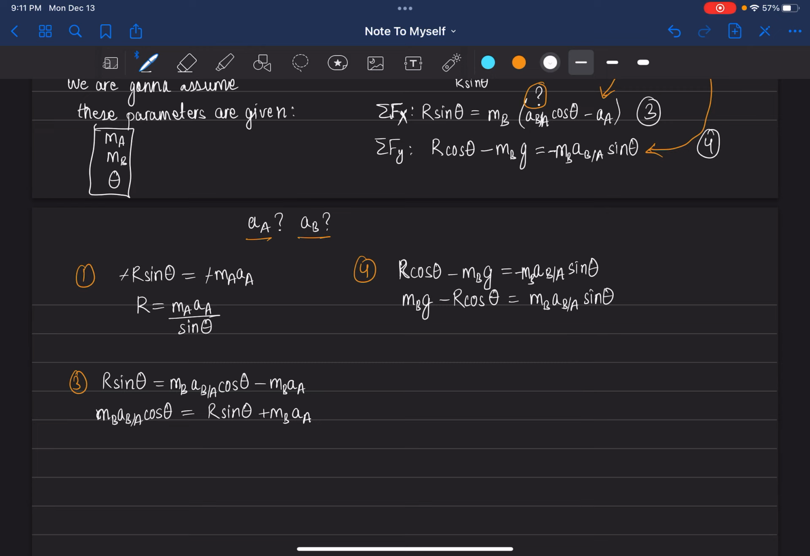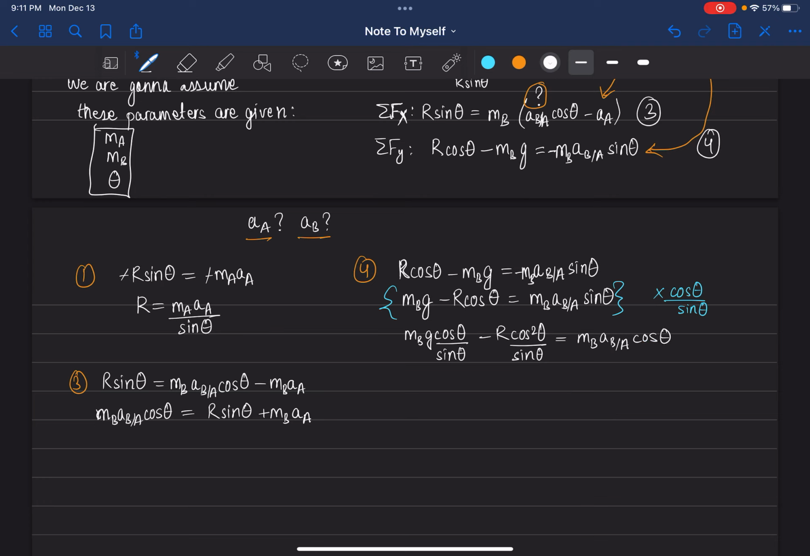So let's do a little bit of algebra here. I'm going to multiply this equation over here, let me just do it in a different color, by cosine theta over sine theta. Now, this is my way of doing algebra. Might not be the most efficient, but let's see what we get. m of B g cosine theta over sine theta minus R cosine squared theta over sine theta equals m of B, acceleration of B with respect to A cosine theta.